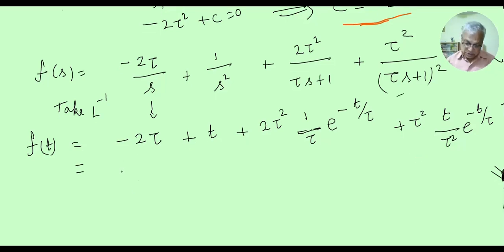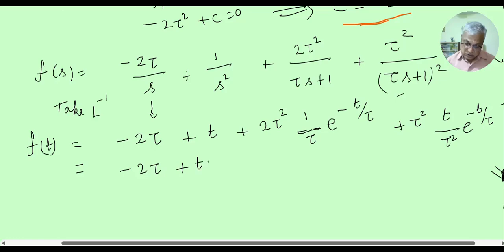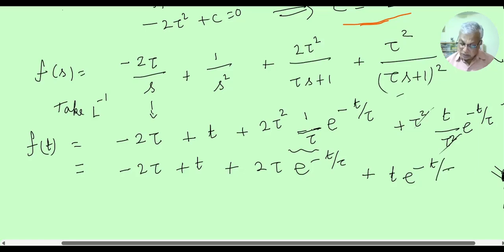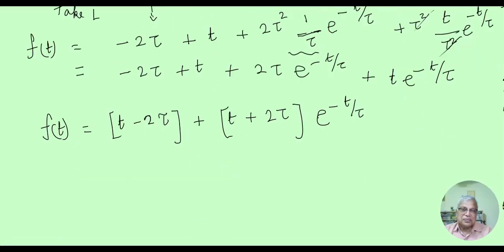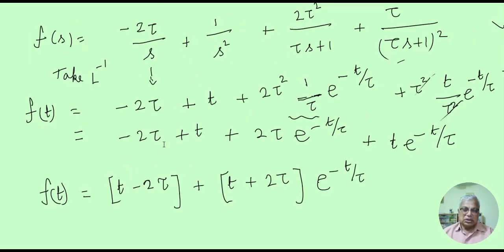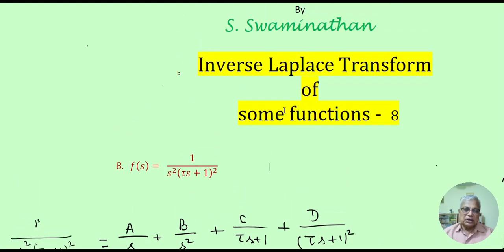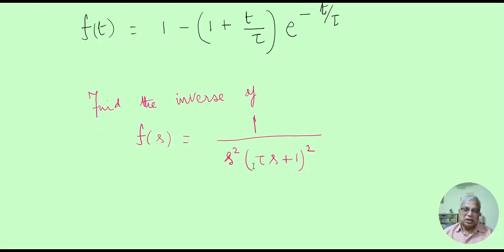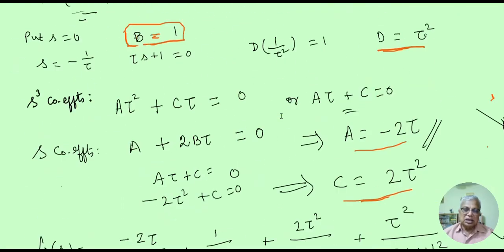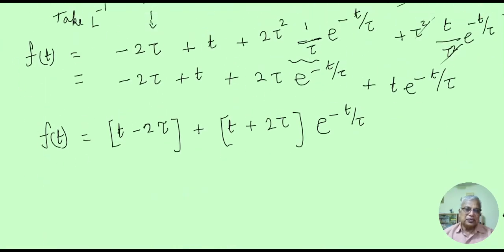Simplifying this, we get, let me write this. Here 1 by tau, so this term becomes, tau cancels, so you get 2 tau e power minus t by tau. You get tau square and tau square cancels, plus t into e power minus t by tau. This is the inverse Laplace of the given function. So earlier in my last lecture, I had given this as an exercise, and those who have done this can verify your answer with this. So this is the answer, the inverse Laplace of the required function.